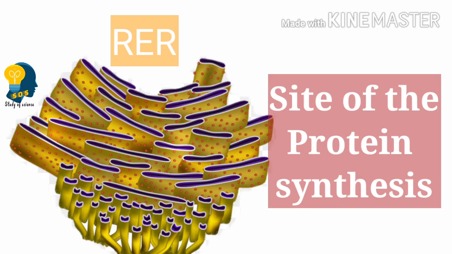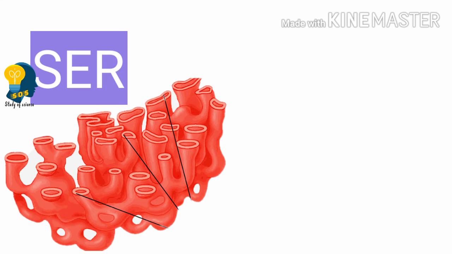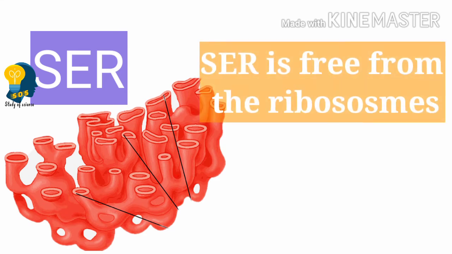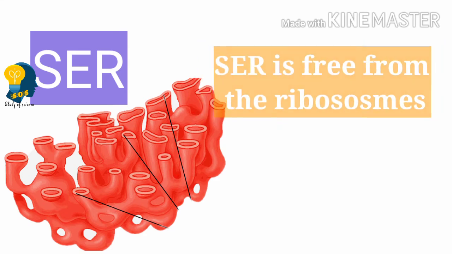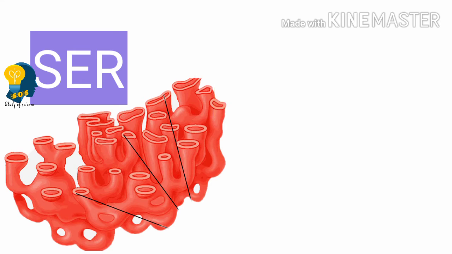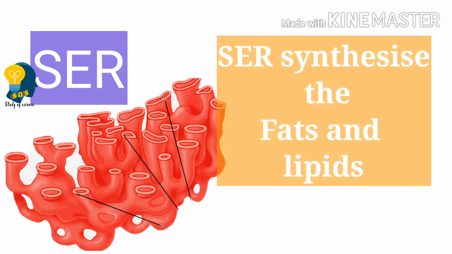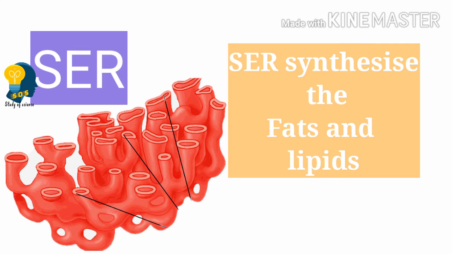And when I talk about SER, we know why it is SER, because it is smooth in texture, because they are free from the ribosomes. Then what do these smooth endoplasmic reticulum synthesize? They synthesize the fats and lipids. I repeat, smooth endoplasmic reticulum, they synthesize the fats and lipids. Clear? So this is all about the rough endoplasmic reticulum and the smooth endoplasmic reticulum.